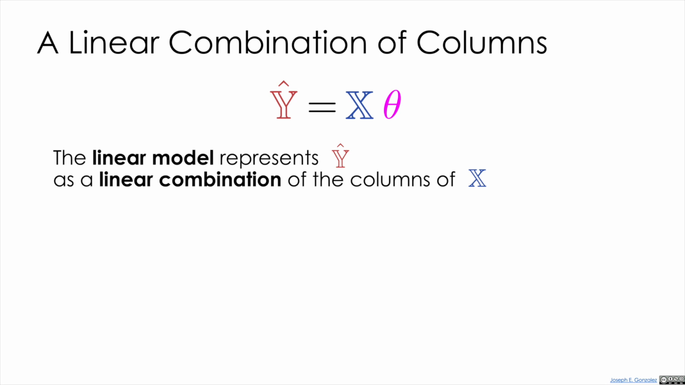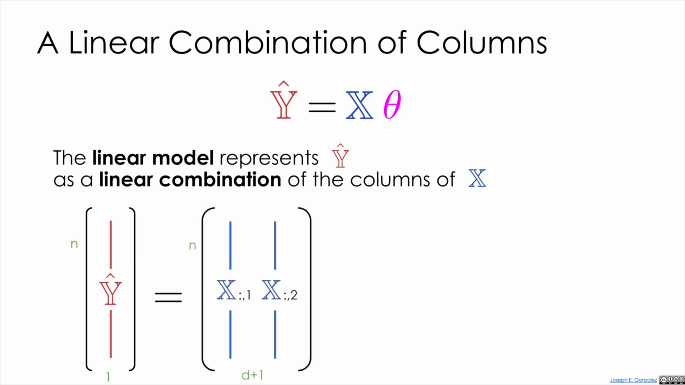So the way to approach this is to first realize that y hat, our prediction, is actually just a linear combination of the columns in X. To see that, consider y hat. So y hat is going to be a vector with n rows and one column. This is the predicted value for every row in our table.